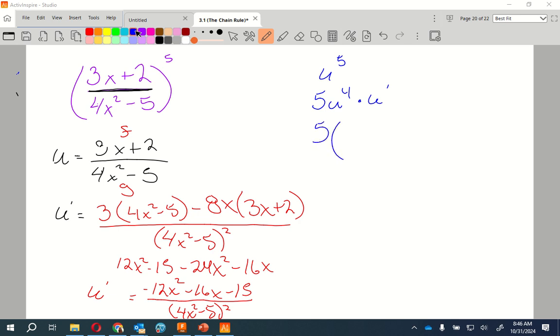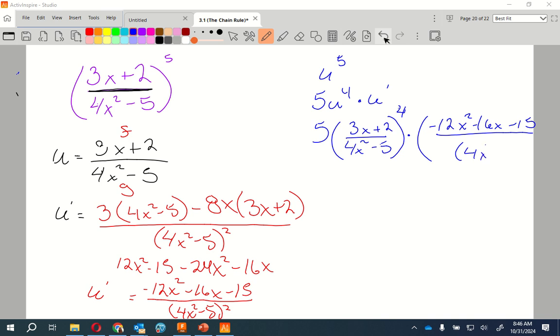5, my u is that hot mess, 3x plus 2 over 4x squared minus 5, close to the 4th power, times my u prime, which is quantity of negative 12x squared minus 16x minus 15 all over quantity 4x squared minus 5 squared.